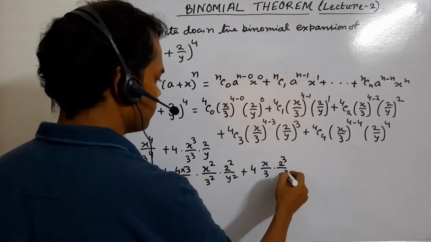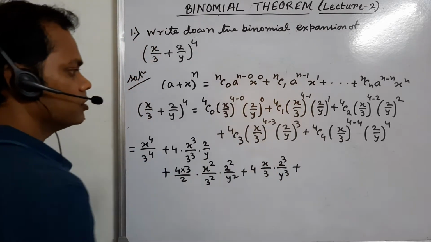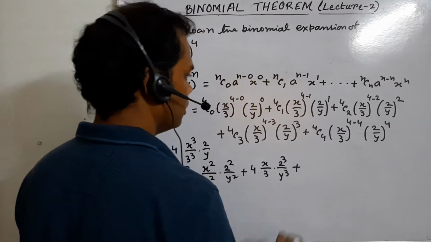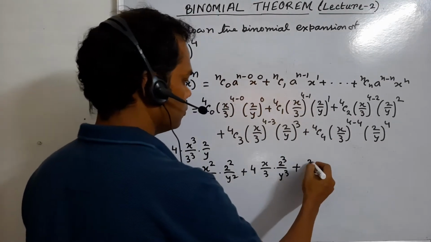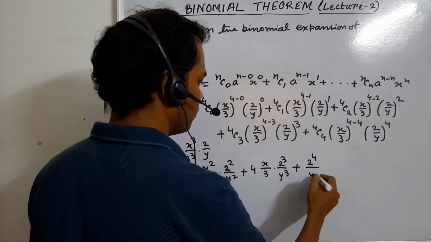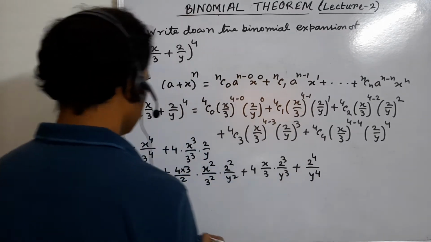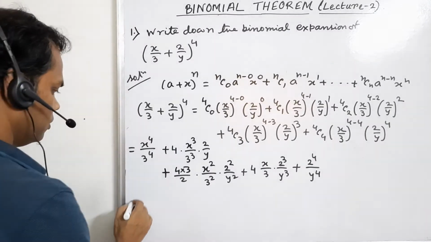by y cube, plus 4C4, which is 1 because nCn is 1. So (x/3) to the power 0 is also equal to 1. So 2 to the power 4 by y to the power 4. This is our final answer.